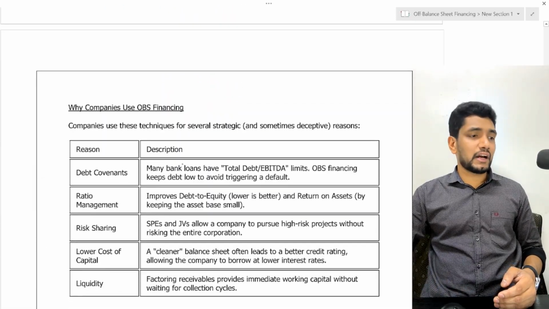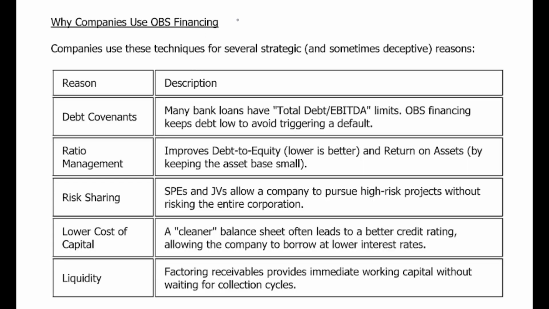So as a conclusion, why are companies using off balance sheet financing? The first one is the debt covenant. Debt covenants mean there are various ratios related to debt. So if companies use off balance sheet financing like joint ventures and special purpose entities, they can transfer this debt into a third company, so that the debt will not show on their balance sheet.